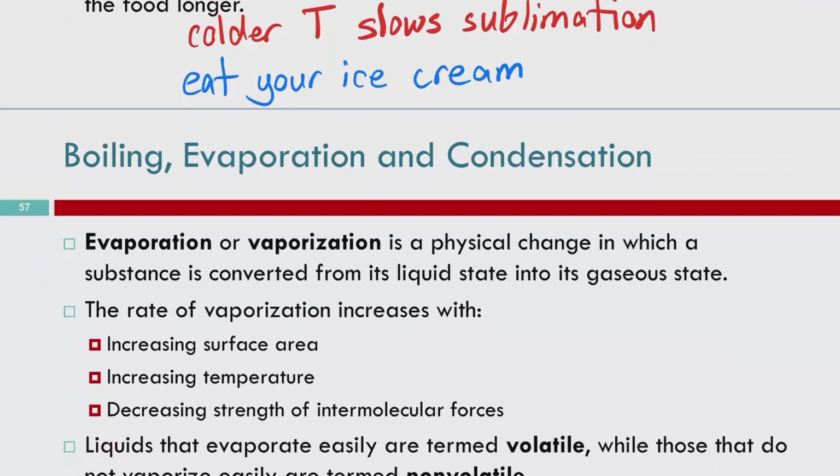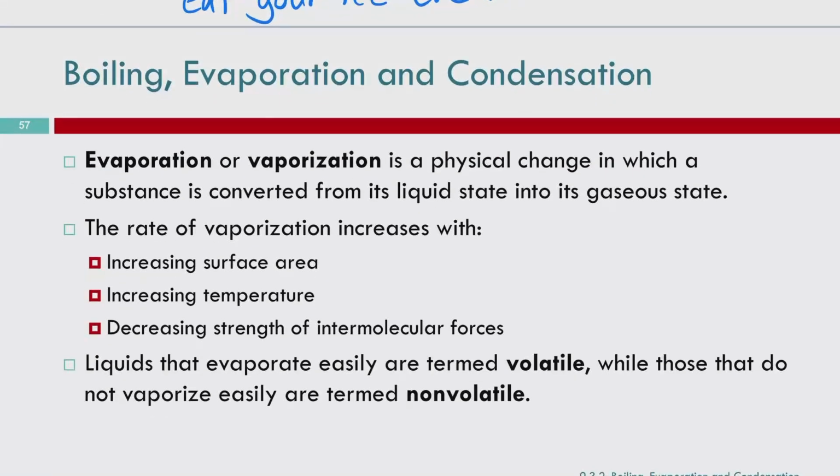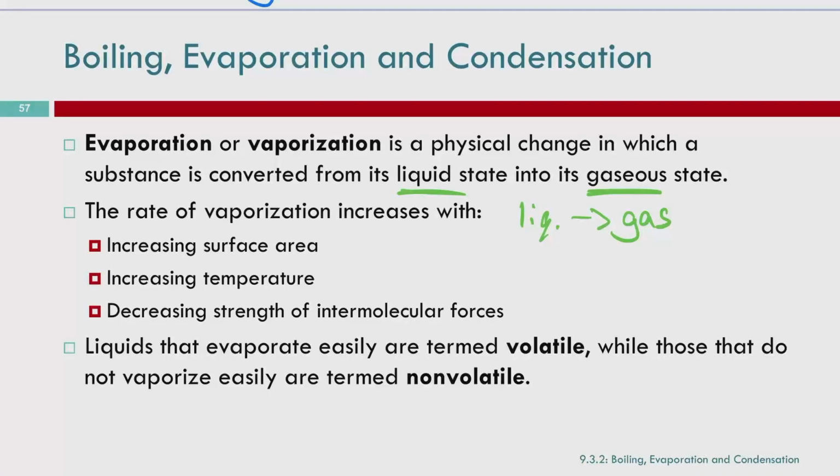Okay, we also have boiling, evaporation, and condensation. So evaporation or vaporization is the physical change from a liquid to a gas. There are a couple of things that affect the rate of vaporization. So some things evaporate faster than others. Rate of vaporization increases. So if you've got a puddle of liquid, it'll evaporate faster if you increase the surface area. So if you spread it out more, then that will increase your rate of vaporization.